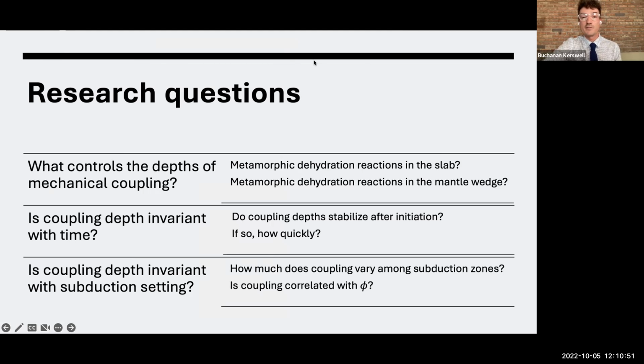Second, is coupling depth invariant with time? In other words, do coupling depths stabilize after initiation? And if they do, how quickly? And lastly, is coupling depth invariant with subduction zone setting? Getting to the same question: how much does coupling vary among subduction zones, and does it or does it not correlate with the thermal parameter?